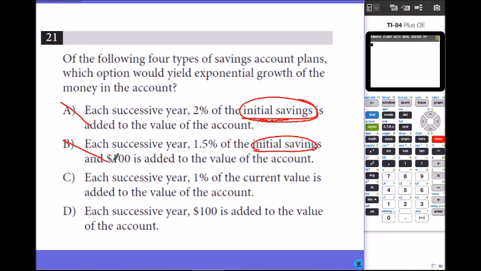C, each successive year 1% of the current value is added. Current value means it's compounded. So the first year you add 1% of the initial value. The next year, whatever you got from the first year, you get 1% of the total amount. So this becomes exponential growth. D, $100 added each time, so that's linear. So it's C.